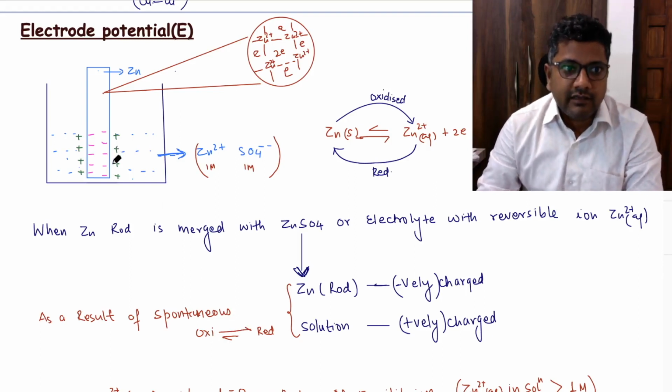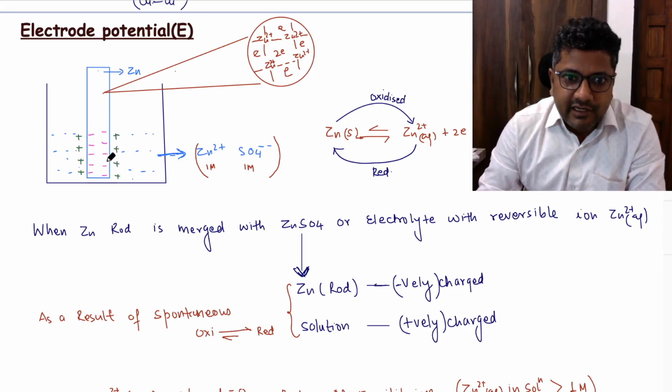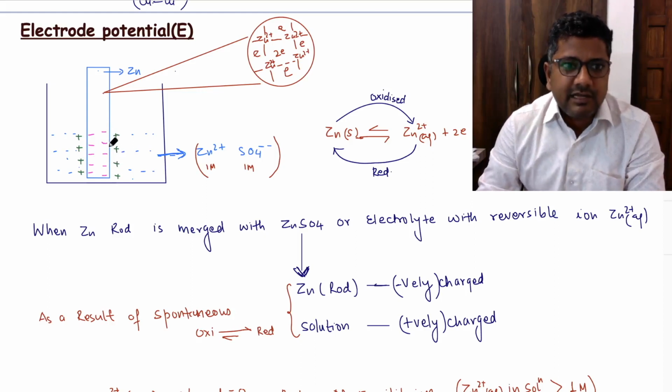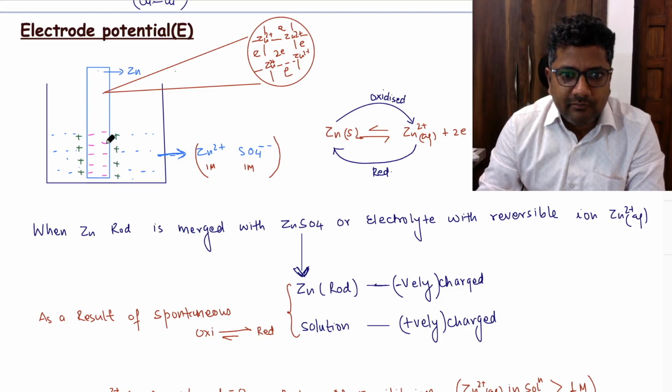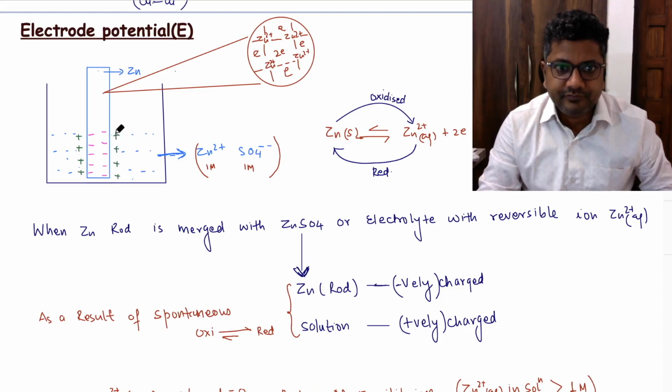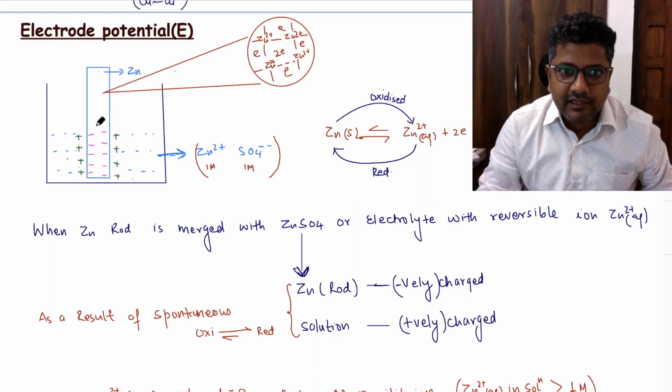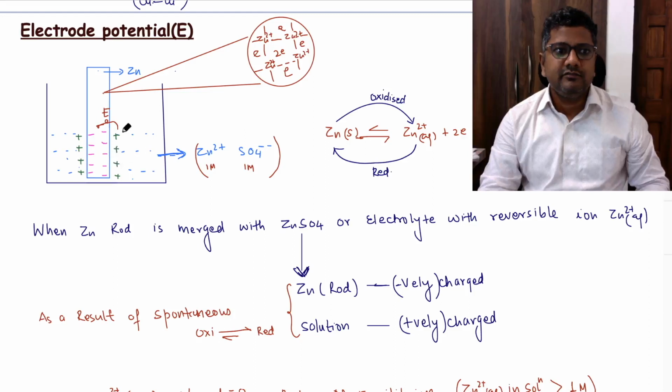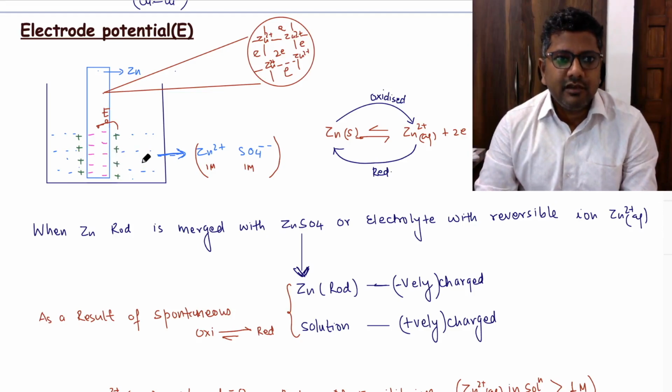Now come to the physics. See, this electrical double layer, now that equilibrium is established, means the number of negative charges and positive charges are fixed. So what will happen? The electrical double layer is formed here. So the magnitude of potential difference between rod and solution is called electrode potential. Very simple.